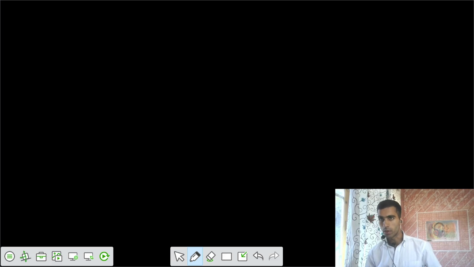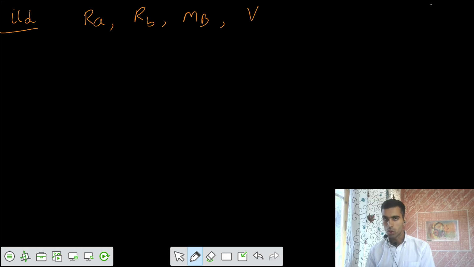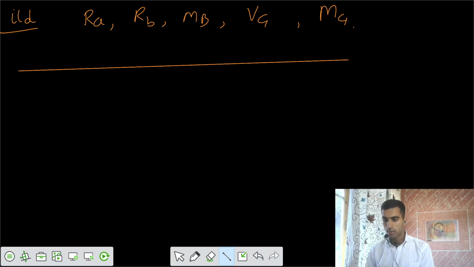So we reached here. Let's go for the second problem. That's your ILD for the reaction at A, reaction at B, moment at B, shear at G, and moment at G. For these locations you need to get those influence functions.